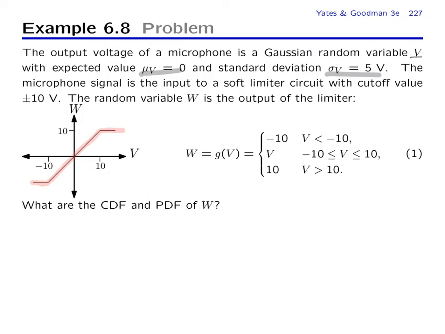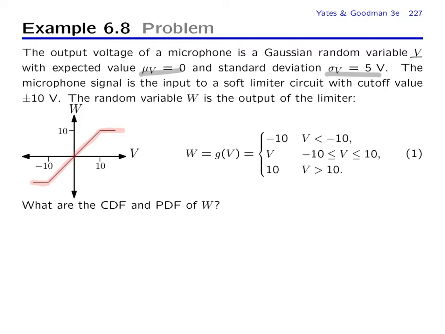So in this problem, you should be able to see that the output W is going to be a mixed random variable. If V is bigger than 10, then W is going to be 10. And the probability W is 10 is going to be some non-zero value. Similarly, all V's less than minus 10 produce W equals minus 10, and the probability of that is also non-zero. But in the region in between, where W is between minus 10 and 10, it's going to look identical to V. V is continuous and Gaussian, and so we ought to see a PDF of W in this region that resembles the PDF of V. So let's handle the easy cases first.